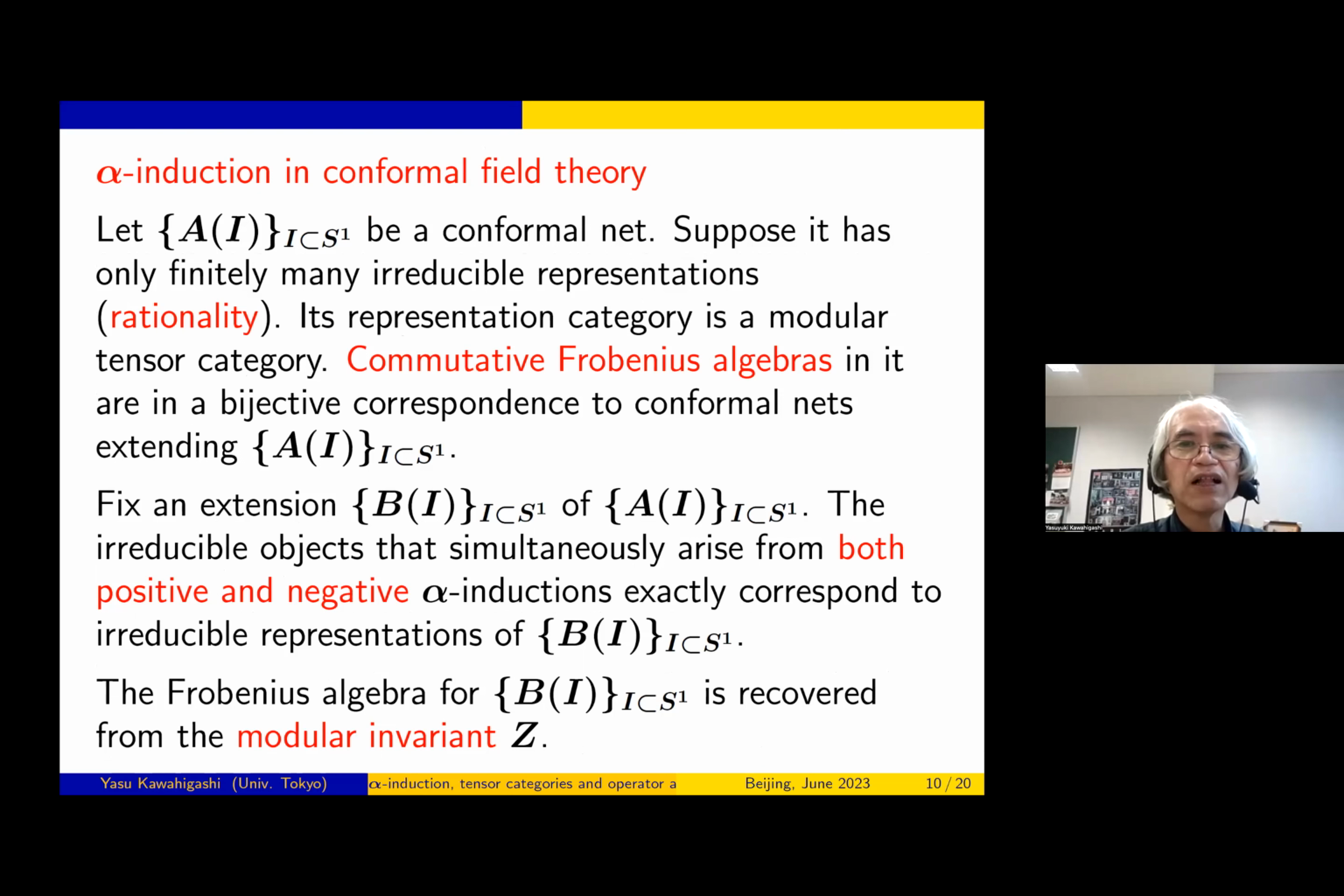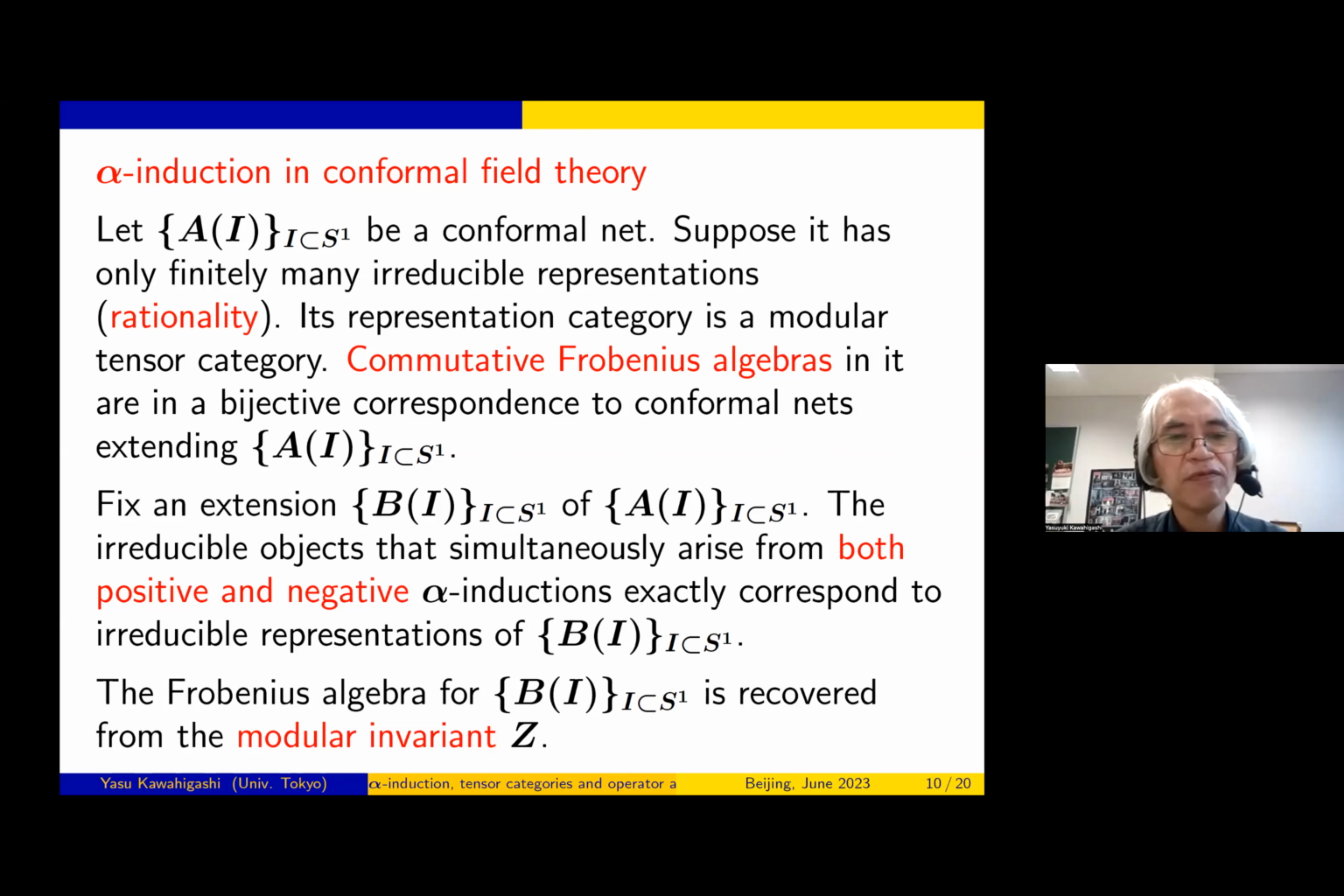One conformal field theory is described by a conformal net, a family of operator algebras. Suppose it has only finitely many irreducible representations. So this is a rational conformal field theory. In this setting, its representation category is a modular tensor category. As I said, each commutative Frobenius algebra in this setting corresponds bijectively to a conformal extension of this original conformal net. If we have a larger conformal net containing the original one, we get a commutative Frobenius algebra in this representation category. Conversely, if we have a commutative Frobenius algebra in this representation category, we can produce a larger conformal net.